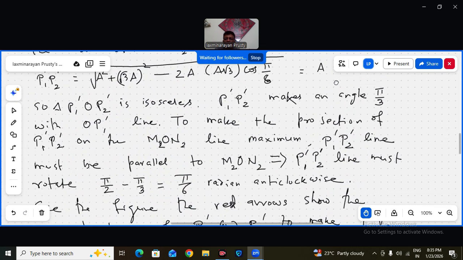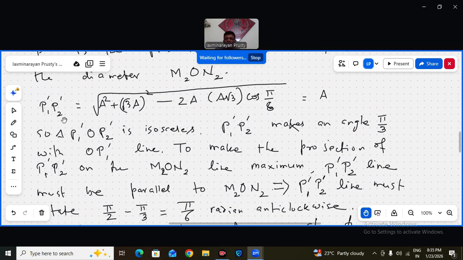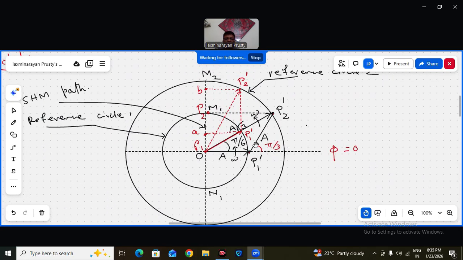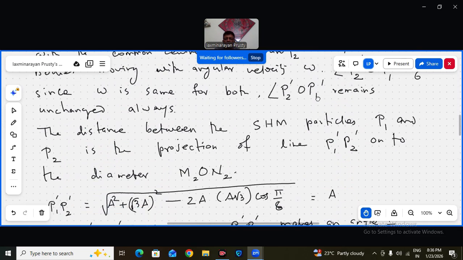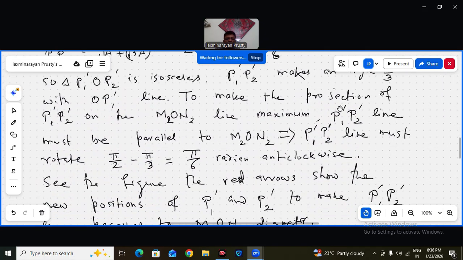So that's exactly what I wrote. Since P1 dash P2 dash is a, this becomes an isosceles triangle. So this is 30 degrees, so this must be 60 degrees, pi by 3. This P1 dash P2 dash makes an angle of 60 degrees with the phi equal to 0 line. Now it should make 90 degrees with the phi equal to 0 line, so that it becomes parallel to M2 O N2. So to make the projection of P1 dash P2 dash on the M2 O N2 line maximum, the P1 dash P2 dash line must be parallel to M2 O N2.